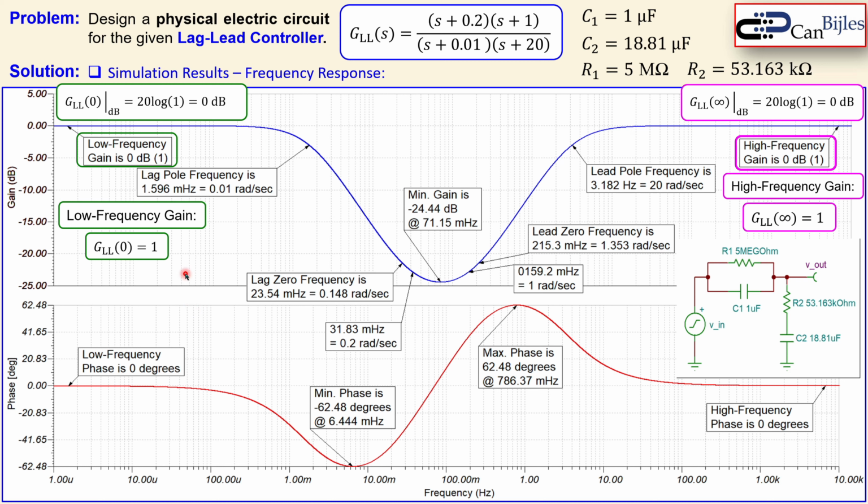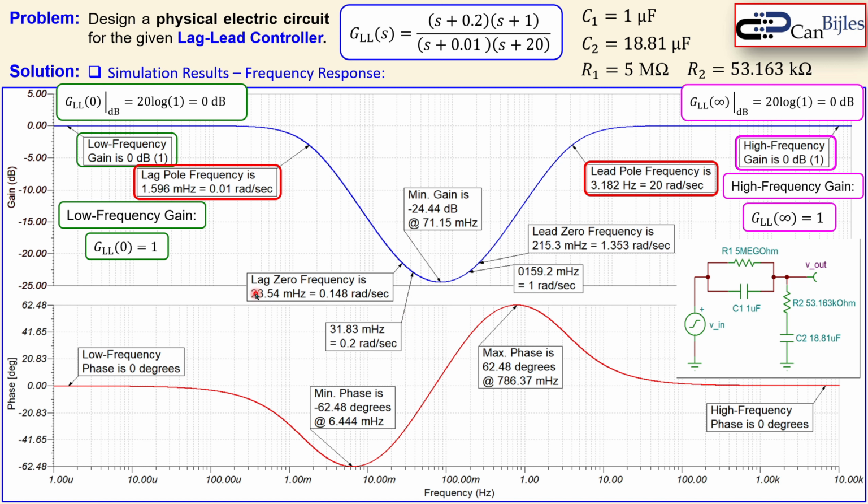But let's first look at the pole and the zero frequencies. The lag pole frequency is here. You can see that it is 1.596 millihertz, and converted to radians, it is 0.01 radians per second, which is this one. So that is exactly correct. You can also see the lead pole, the farther pole, which is at 20 radians per second, which is also correct because it is 3.182 hertz. But the other two, the lag zero at 0.2 and the lead zero at 1, are a little bit off from the calculated values.